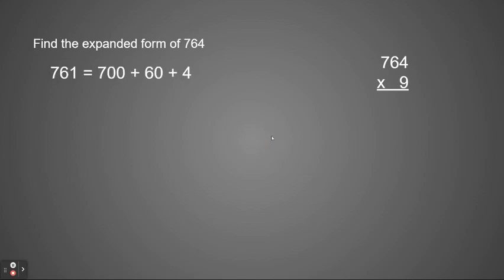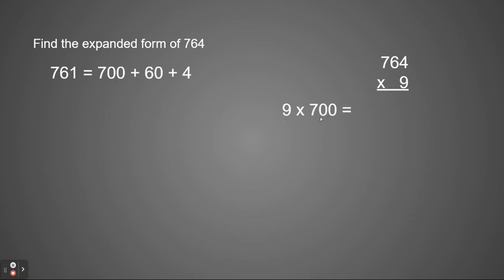In this problem, I have 764 times 9. Again, I'm going to start by finding the expanded form of 764. This should say 764. Sorry about that. But 764 is equal to 700 plus 60 plus 4. So now I'm going to multiply through my addends.